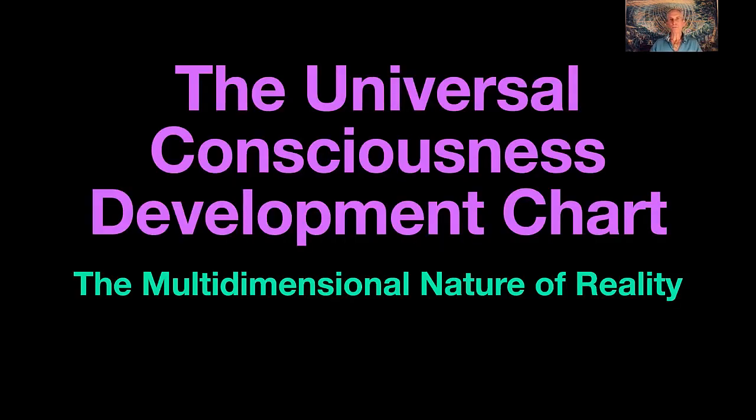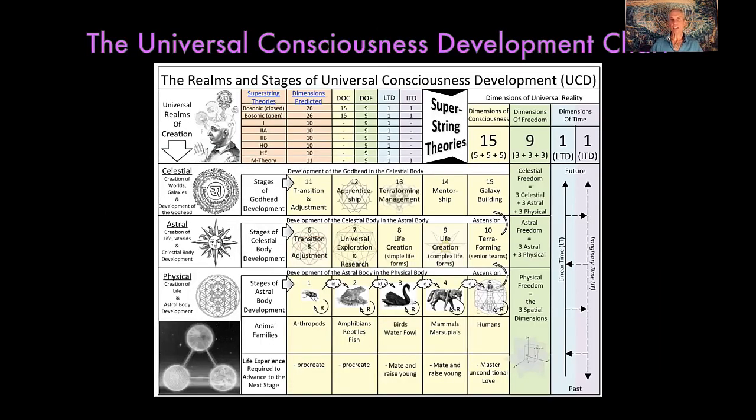Okay, now for the coup de grace, the Universal Consciousness Development Chart, the multidimensional nature of reality. Back in 2012, during my 13-day communion with Tejbar, much of our time was spent talking about the nature of consciousness and how it evolves to create the reality we observe and experience. He shared with me that we are units of consciousness. That's you and me are units of consciousness contained within this package we call the physical body.